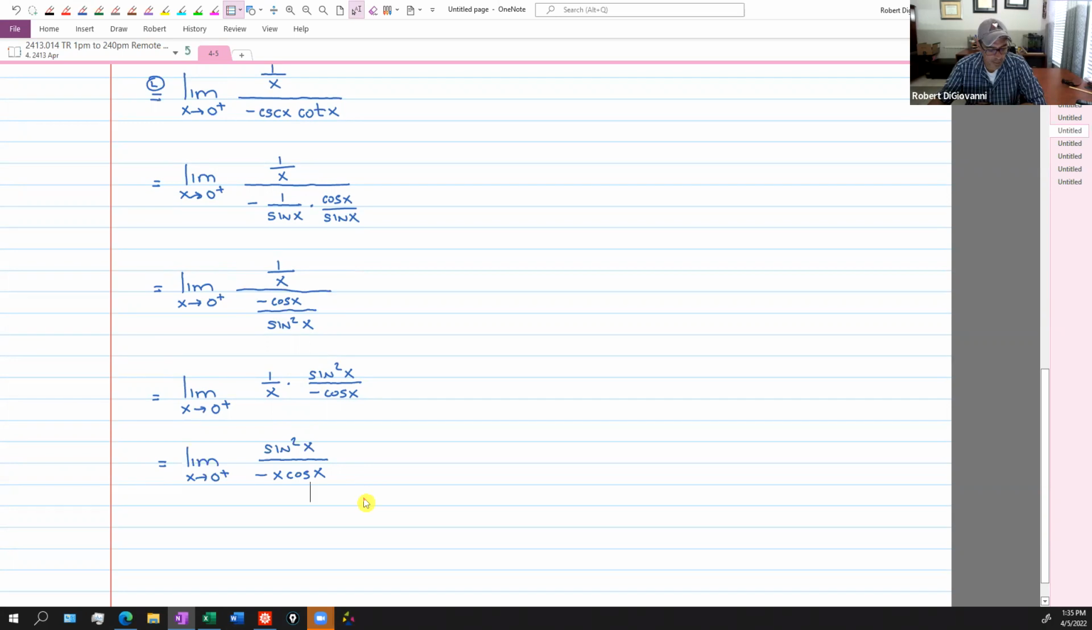All right, let's check to see if we did anything good here. Let's let x go to 0. What is sine of 0? 0, right? Squared, 0. So my numerator is headed to 0 right now. And then on the bottom, if I plug in 0 here, I get negative 0 times cosine of 0. Cosine of 0 is 1. So in the bottom, I'm still getting 0, aren't I? I have 0 over 0.